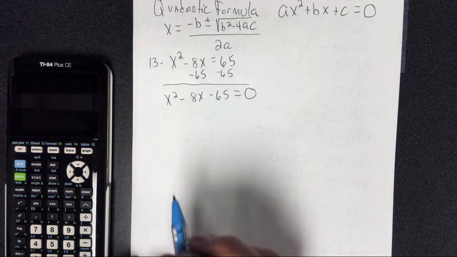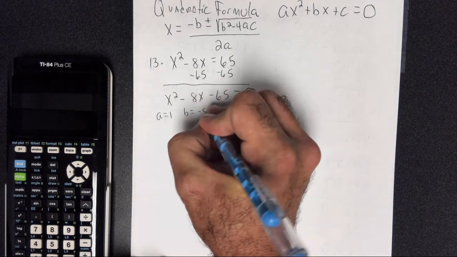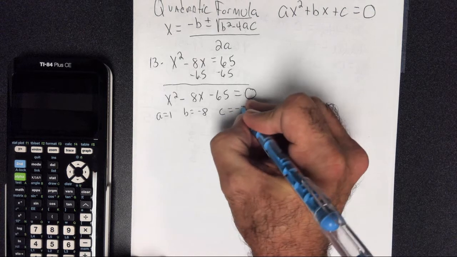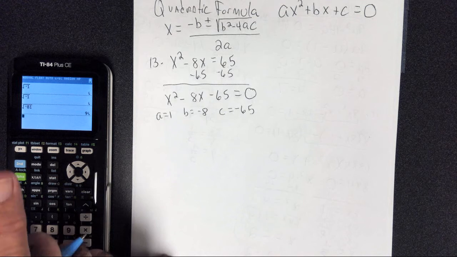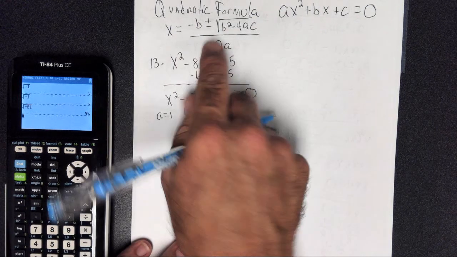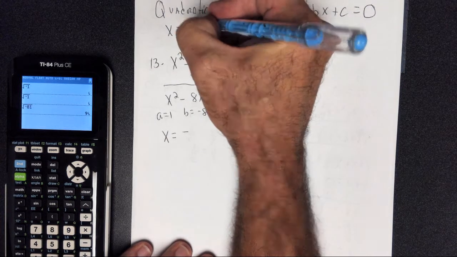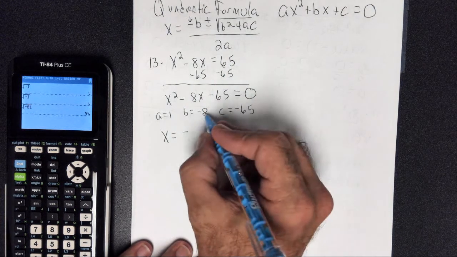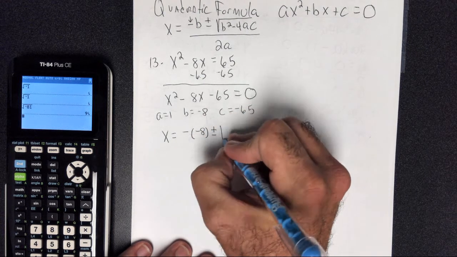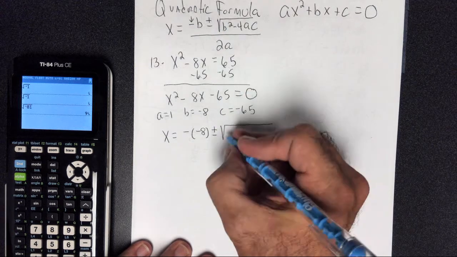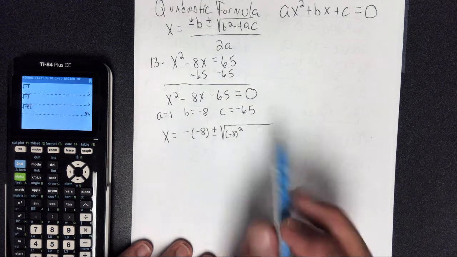Alright, so let's see. A, since there's no number here, is a 1. B would be a negative 8. C would be a negative 65. And I'm going to show you all the power of that program I sent y'all in that email. Alright, so let's plug this into the formula. X equals negative. That negative is always in the formula first. Then you put in your B, which is a negative 8. Plus or minus, then you got that square root. B squared would be negative 8 squared. I would put that negative 8 in parentheses if you square it on the calculator.